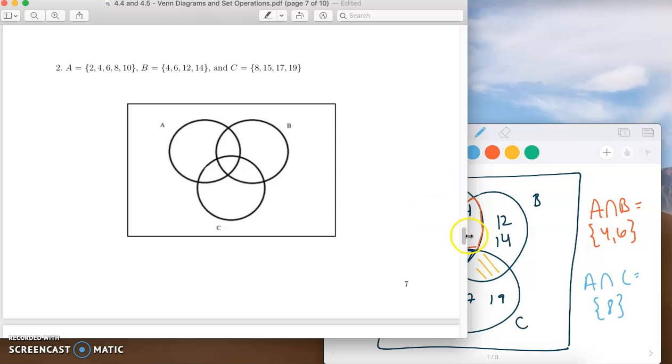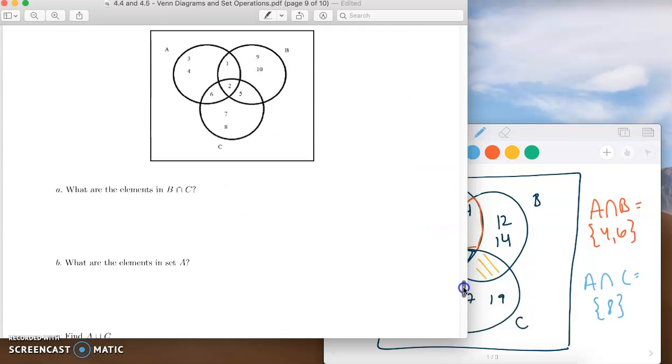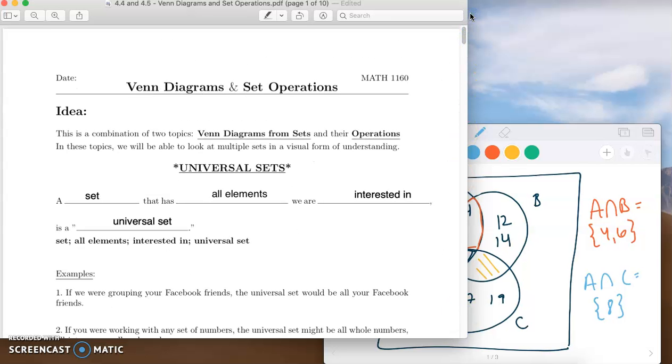All right, that's it just for introducing the Venn diagrams and set operations. So now we've learned about universal sets, intersections, and unions. And in the next videos, I'll go through a few homework examples. So if you have any questions about the basic concepts, let me know.